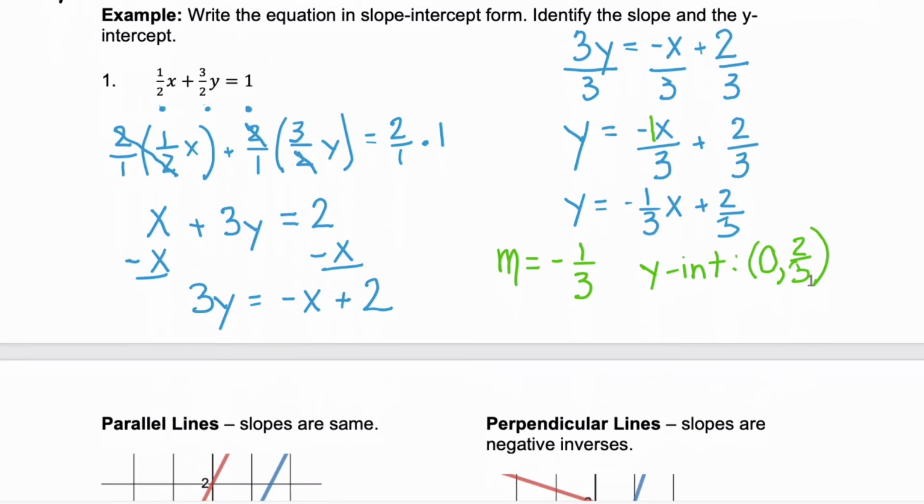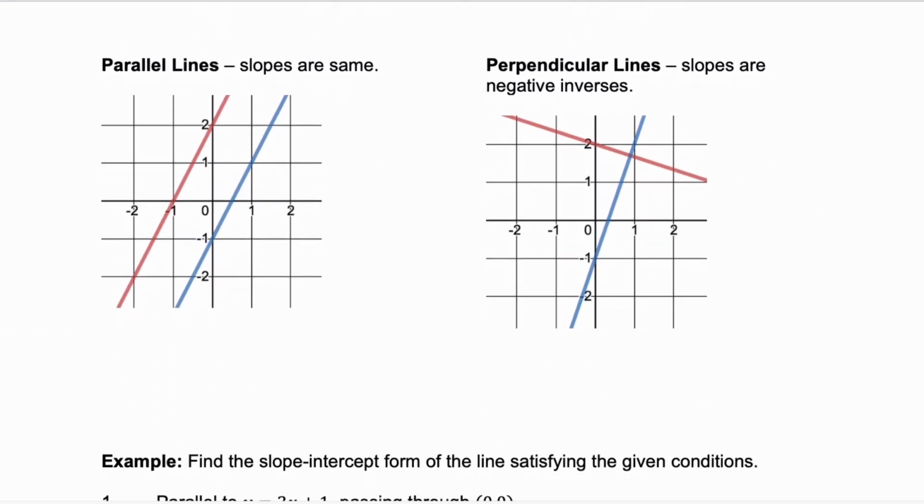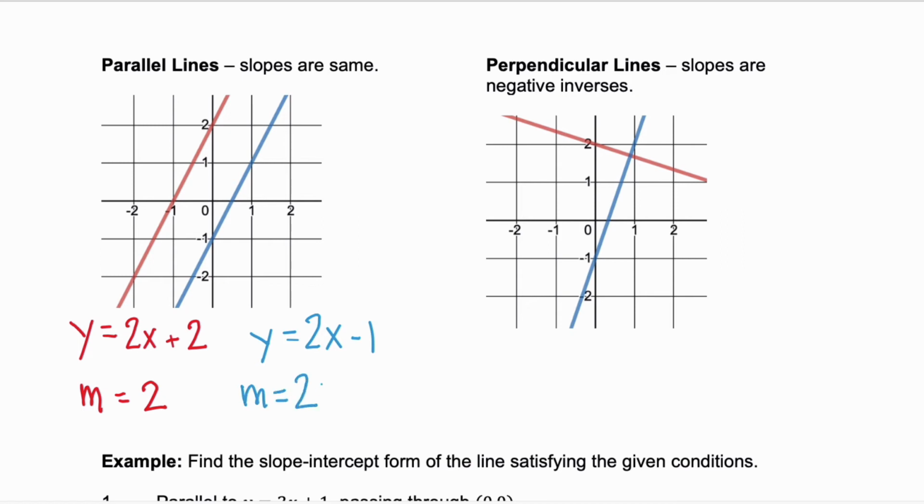Let's go to the second page. Here we have parallel lines and perpendicular lines. Parallel lines always have the exact same slope. This first line has the equation y equals 2x plus 2. And notice that the slope here is 2. And if we look at the second line, it has the equation y equals 2x minus 1. And the slope is 2. Notice these two lines are parallel and their slope is identical. It's 2.